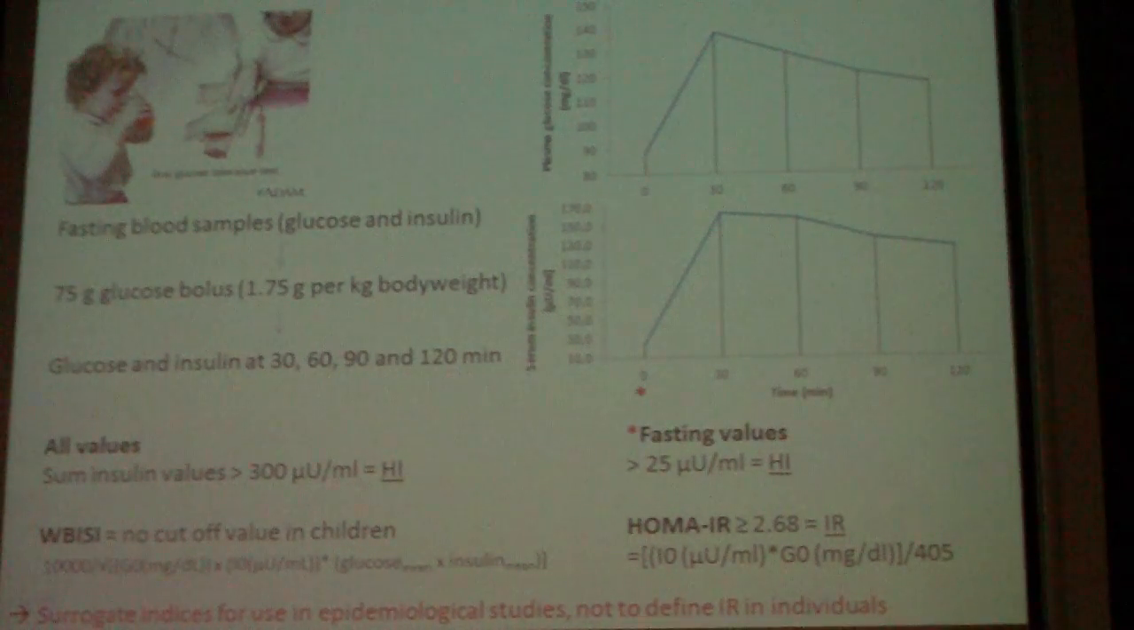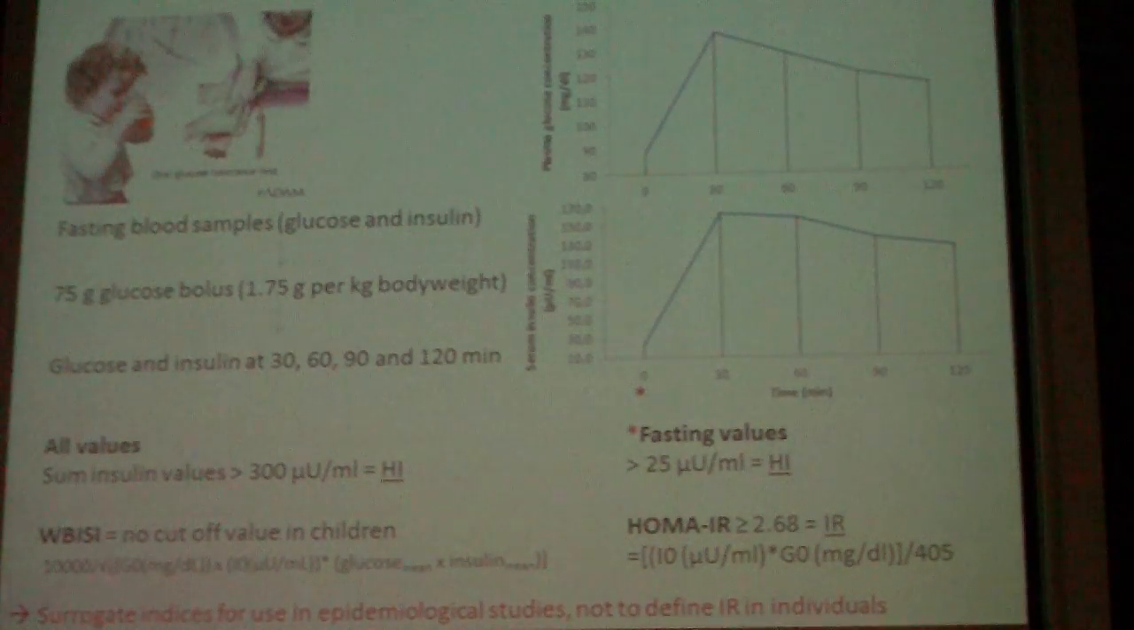And we can calculate some values to see if children have hyperinsulinemia or are insulin resistant. So we can calculate the sum of, so these are the glucose values, these are the insulin values, we could calculate the sum of the insulin values throughout the oral glucose tolerance test.